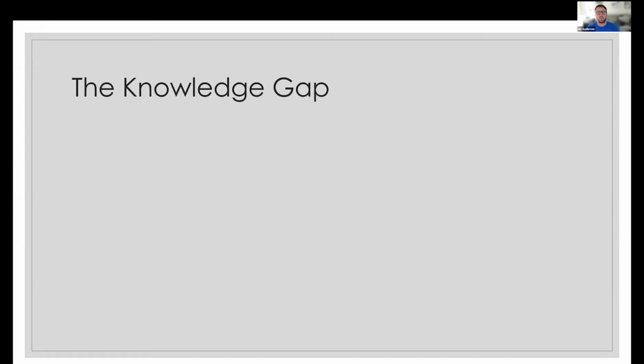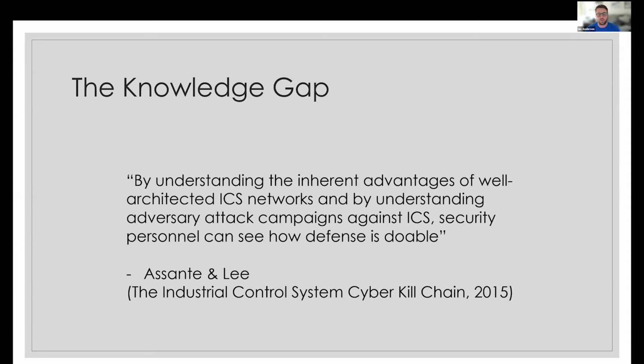And so there's a quote from this thing called the Industrial Control Systems Cyber Kill Chain that we will reference deeper a little bit later. But there's a quote in here by Assante and Lee that I have formed part of my career around. "By understanding the inherent advantages of a well-architected ICS network and by understanding adversary attack campaigns against ICS, security personnel can see how defense is doable." The biggest part of that quote is defense is doable. And it tells you exactly what you need. You need to understand the inherent advantages.